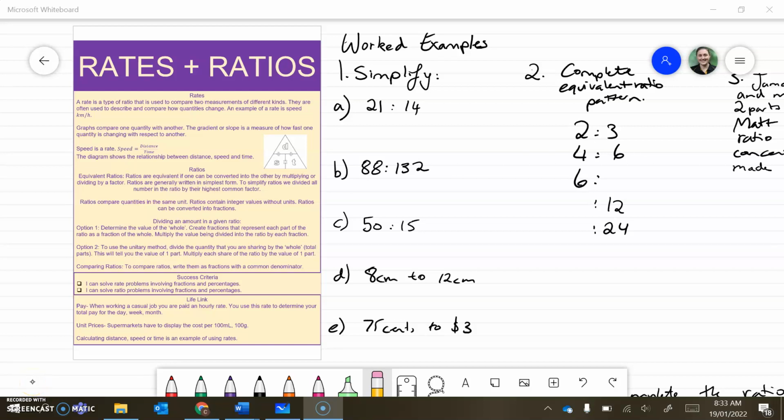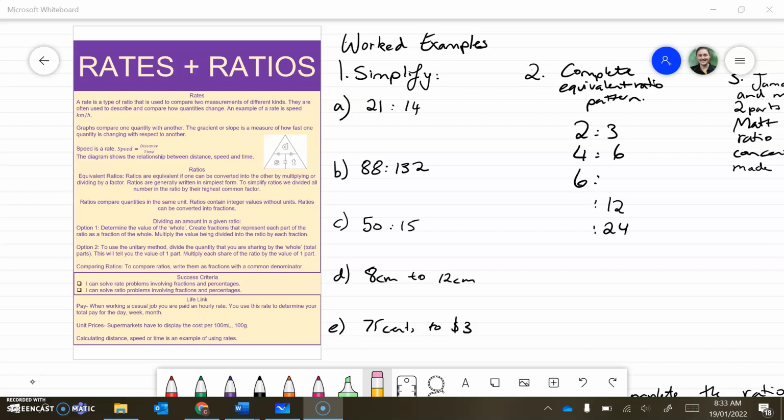Okay, rates and ratios. So a rate is a type of ratio that's used to compare two measurements of different kinds. They're often used to describe and compare how quantities change. So an example of a rate is speed, which is represented in kilometres per hour. Graphs compare one quantity with another, and the gradient or slope is a measure of how fast one quantity is changing with respect to the other.